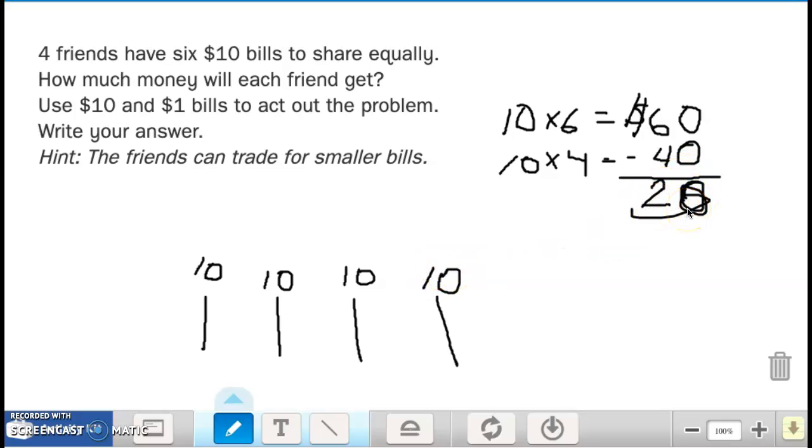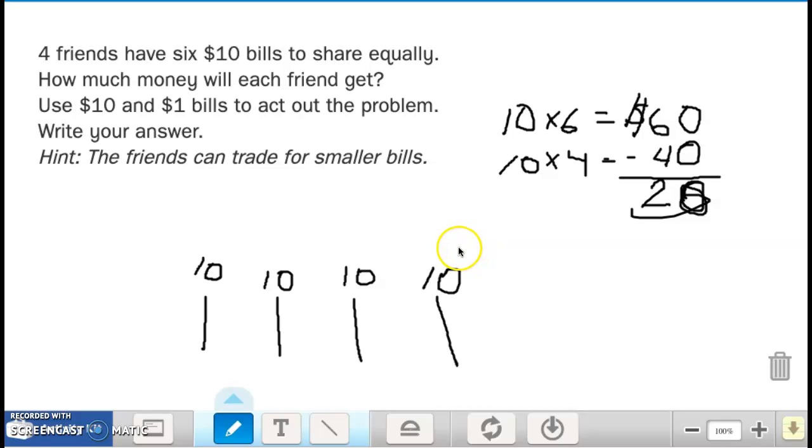So how are we going to share that with four people? Now, if we have $10, that would not be fair to give one person 10 and another 10 and then nobody else has any more. So that wouldn't be fair. So what if we would give them each $1? $1, $1, $1, $1. That's 4. And then $1, $1, $1, $1. Okay, so let's do that.